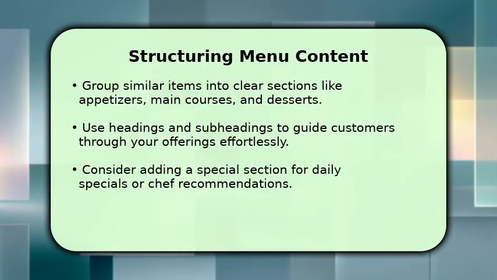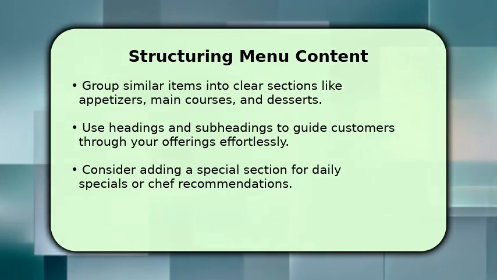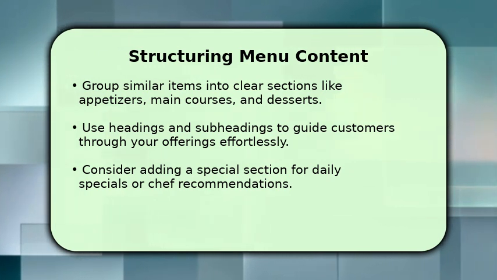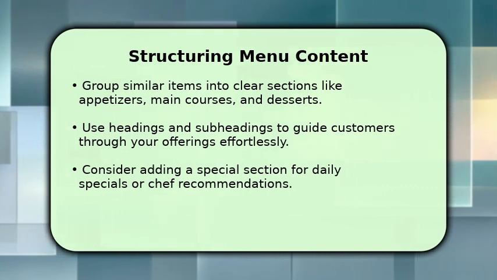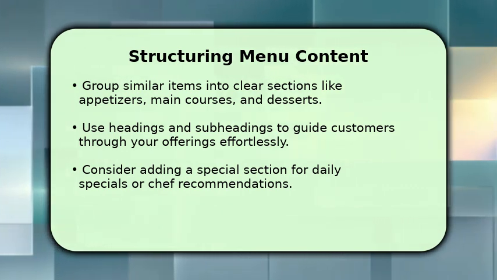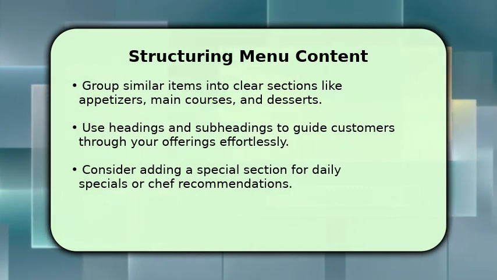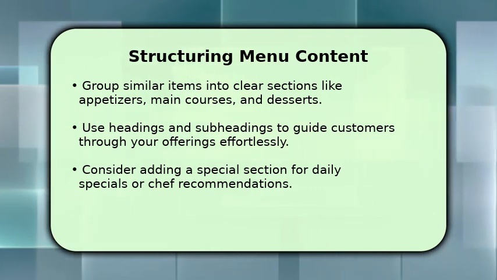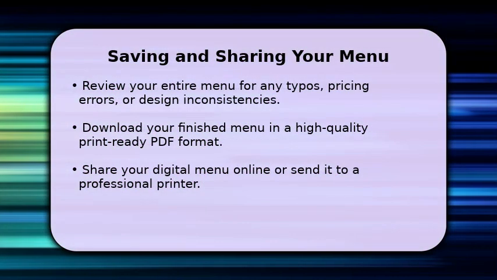Effective menu organization is key for a smooth customer experience. Group your items logically into sections such as starters, main dishes, and sweet treats. Use clear headings and subheadings to make navigation intuitive. You might also include a dedicated section for chef specials or seasonal delights to highlight unique offerings. A well-structured menu, perhaps with 5 to 7 main categories, helps customers quickly find what they are looking for and encourages exploration.